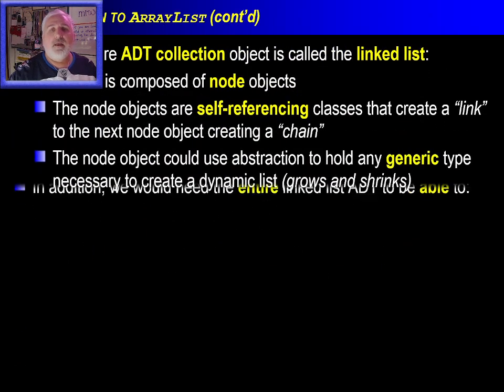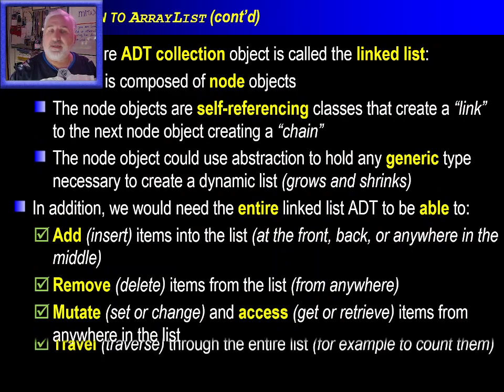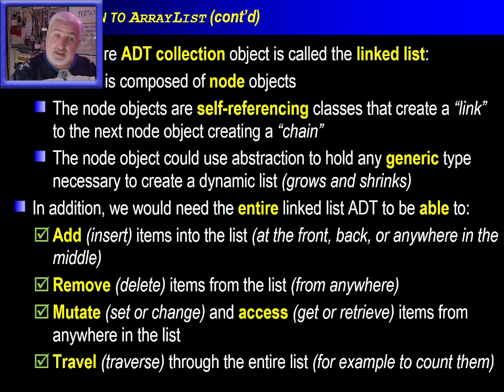Okay? So then we talked about more details behind the linked list. So what would we need a linked list to do? To be able to add items to the list or insert items into the list. To be able to remove items from the list or delete items. To mutate, set, change, access, get, retrieve.